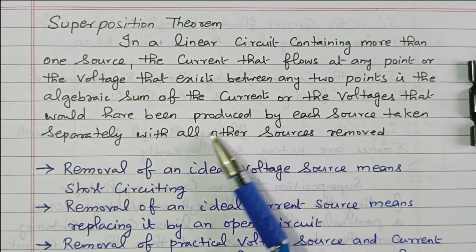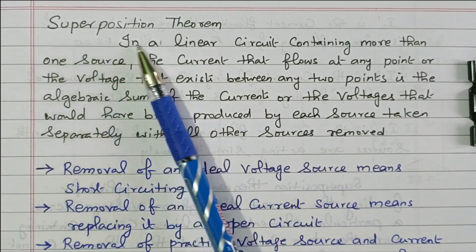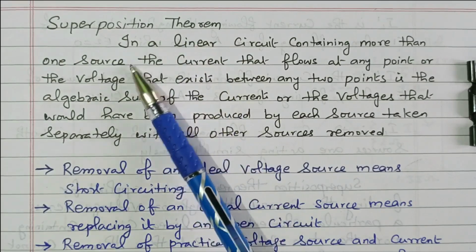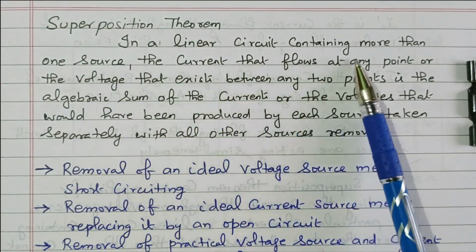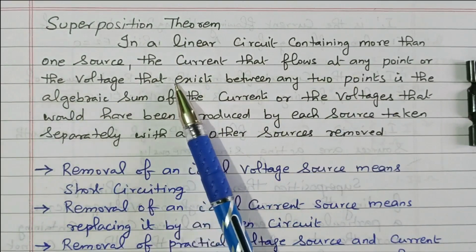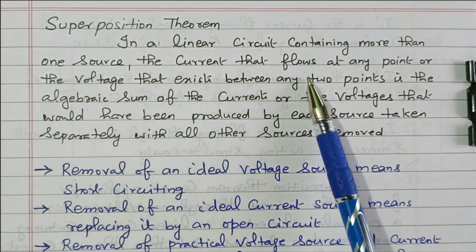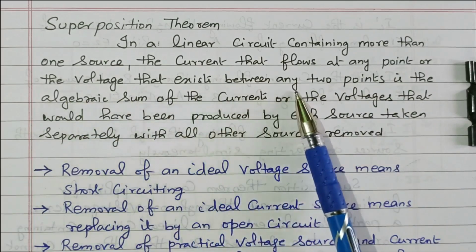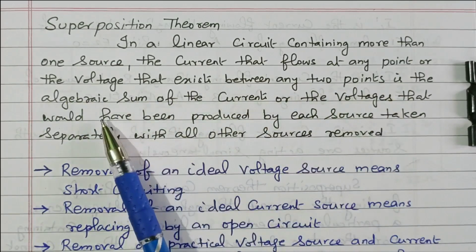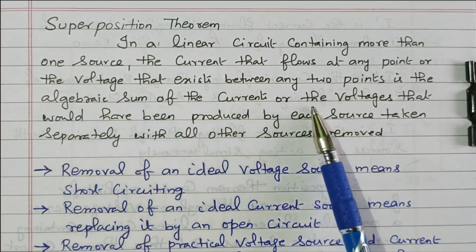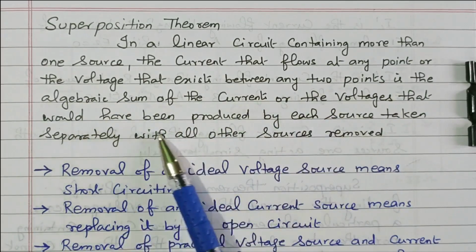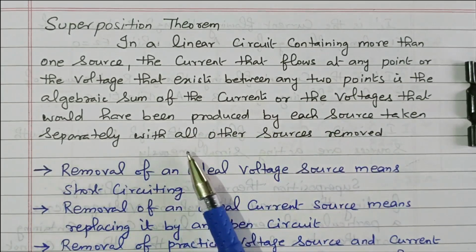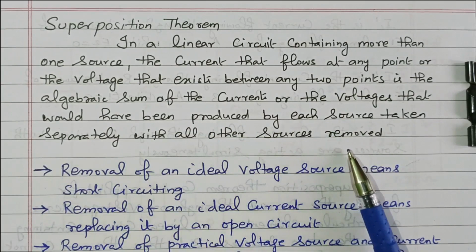Now we'll go to the topic. The superposition theorem, we'll see the details about superposition theorem. In a linear circuit containing more than one source, the current that flows at any point or the voltage that exists between any 2 points is the algebraic sum of current or voltage that would have been produced by each source taken separately with all other sources removed.